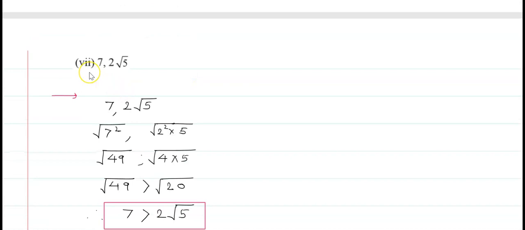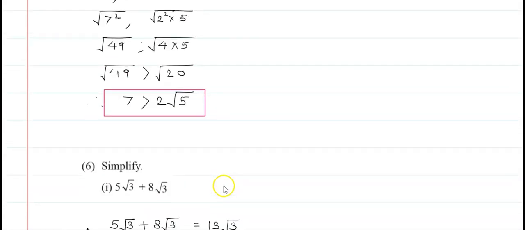Now the next question is 7 and 2 root 5. Again the same type of question. Again 7 can be written as root of 7 square, and this 2 root 5 can be written as root of 2 square into 5. Now 2 square means what? 4. 4 into 5, which is 20. And here is root of 49. Root of 49 is greater than root of 20. But root of 49 is for the 7. Therefore 7 is greater than 2 root 5.